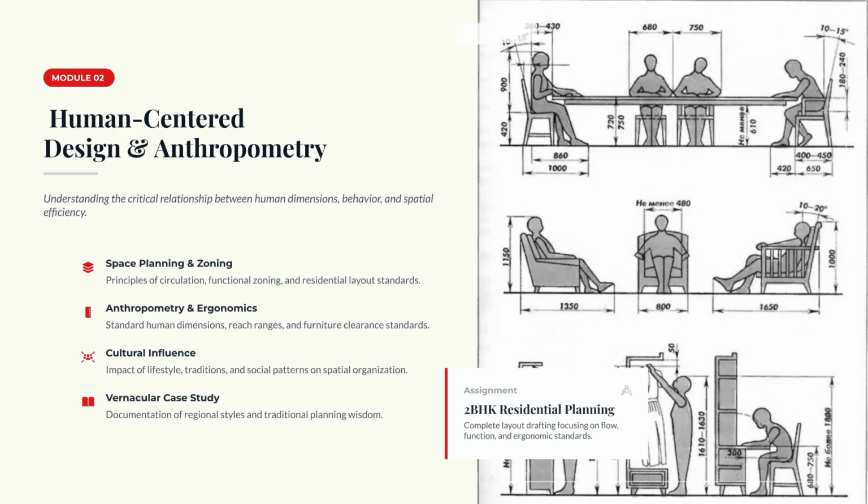Module 02 focuses on human-centered design and anthropometry. You will study space planning, zoning, ergonomics, and cultural influence on design. The assignment is a 2 BHK residential plan.